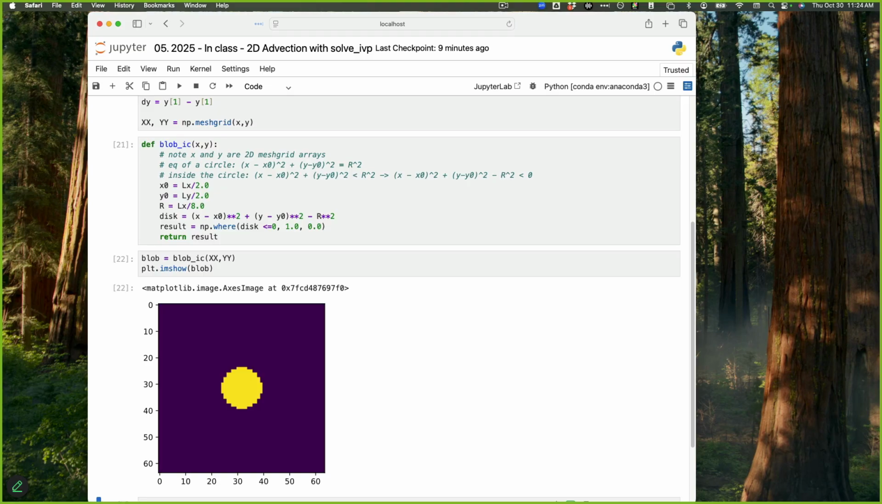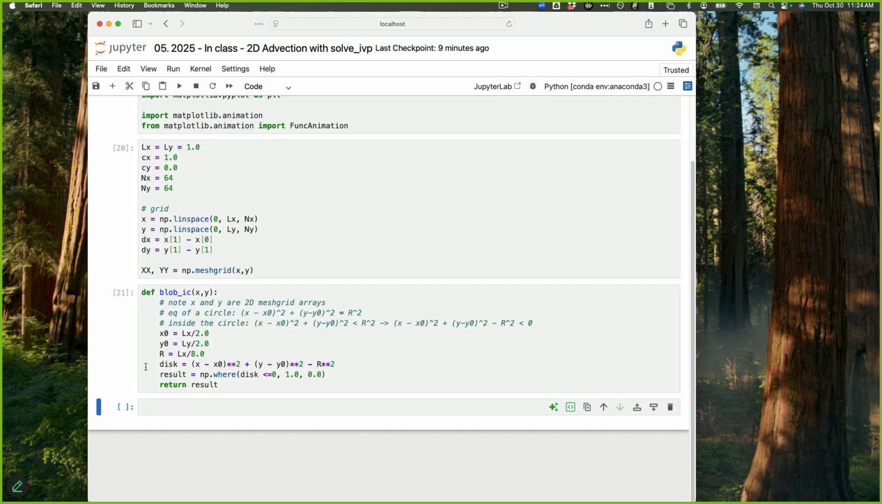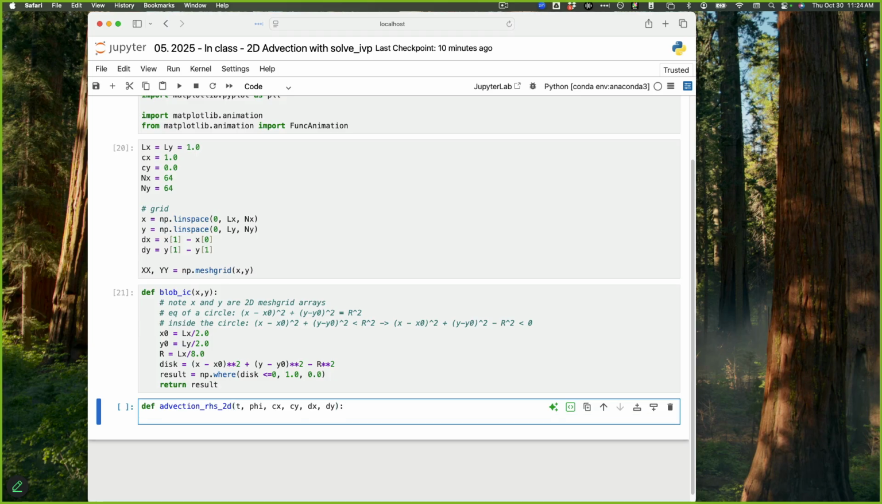Okay, wonderful. So now we have our initial condition. We have our mesh grid. It's time to build the right-hand side for the advection system. So define advection right-hand side 2D, and for this, by default, remember, solve IVP is going to pass t and phi. And then I need to pass along cx, cy, and dx and dy. Those are additional arguments that I need to pass on.